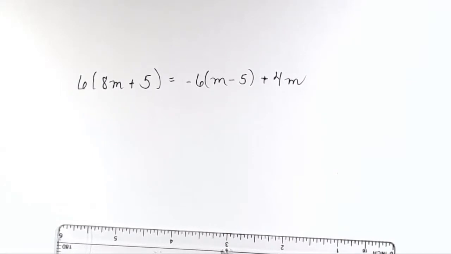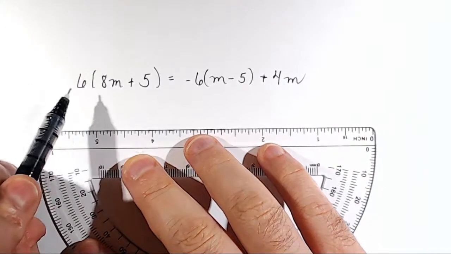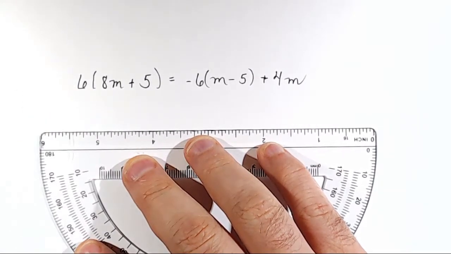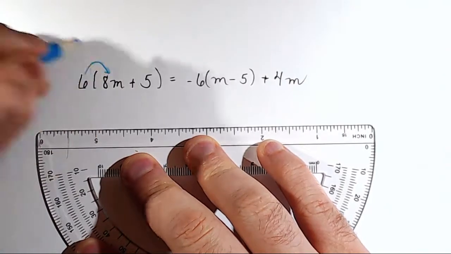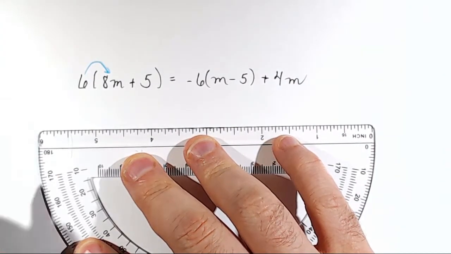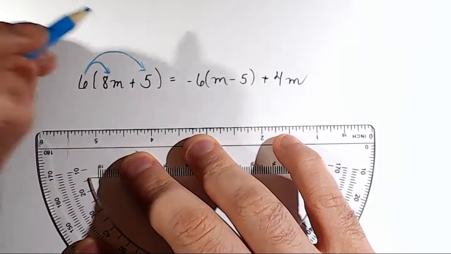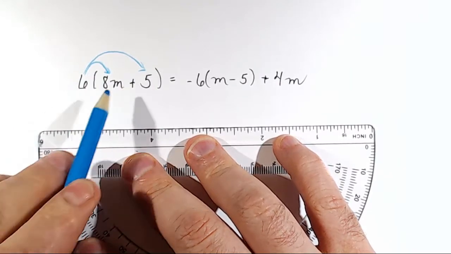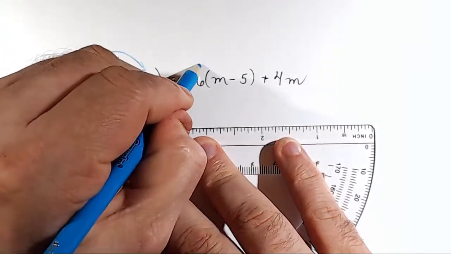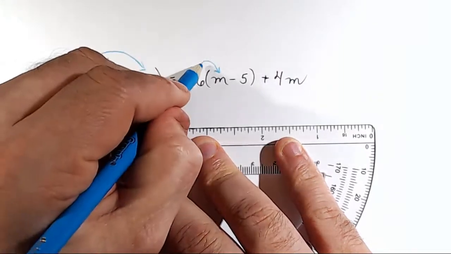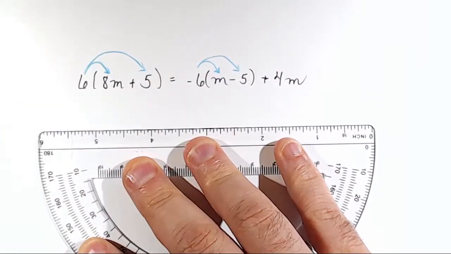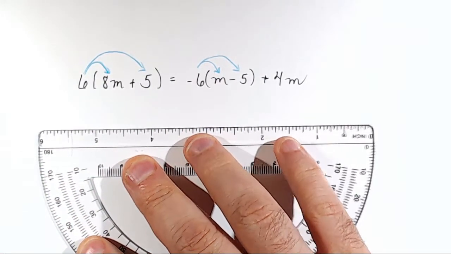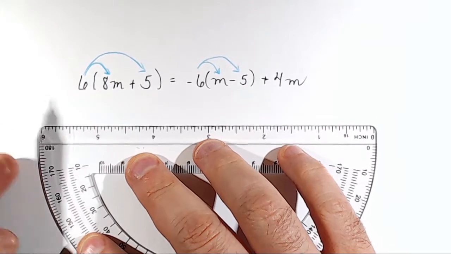Okay, so let's break it down. On the left side, the very first step is to distribute the 6 inside the parentheses, like this. We're going to multiply 6 times 8m and multiply 6 times 5. On the right side, after we do that, we'll multiply -6 times m and -6 times -5. And then we'll continue working on the problem. So let's do those first two steps first and see where that gets us.